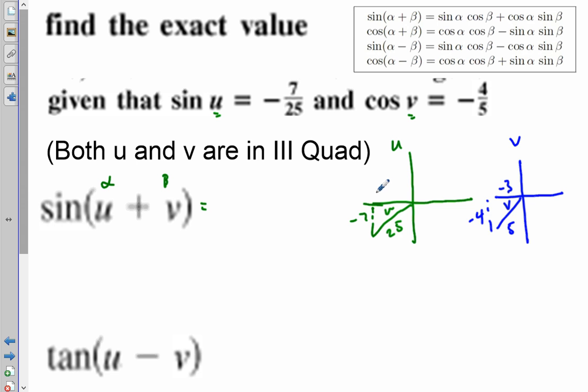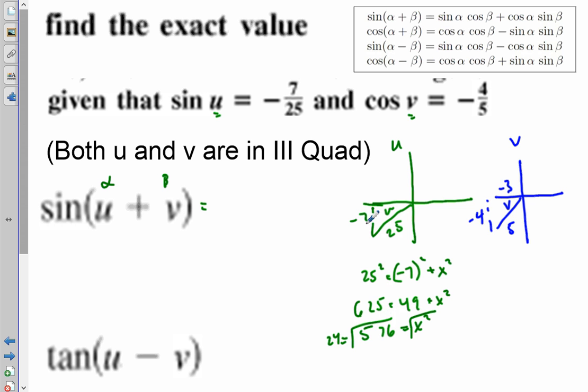To figure out this other side, we're going to use the Pythagorean theorem. So if you take this, the hypotenuse squared, 25 squared, equals -7 squared plus, we'll just call it x squared. Putting 25 squared in a calculator, that equals 625. Then we have 49 plus x squared. Subtract 49 to the other side, and we have 576 equals x squared. We take the square root of 576, and that's going to equal 24. So we have our 24 right there.